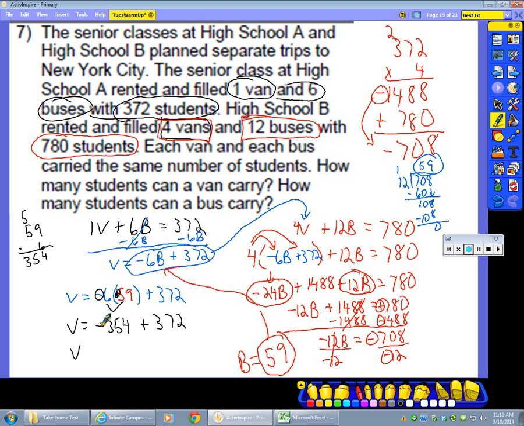So now v is going to equal, if my signs are different, I have to subtract. 372 minus 354. I borrow from that 7, makes it a 6, makes that a 12. 12 minus 4 is 8. 6 minus 5 is 1. And 3 minus 3 is nothing. So we've got 18. So the number of people that will fit in my van is 18. I've got 59 people in each bus and 18 people in each van.